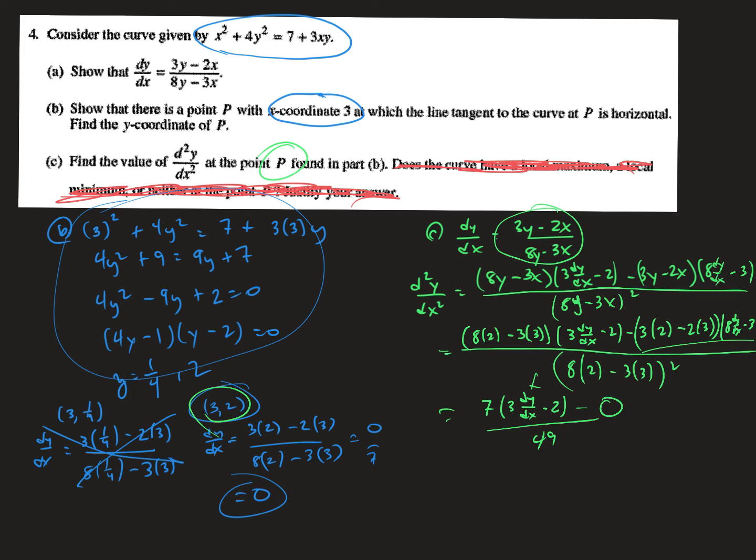So to find that out, I'm going to plug (3, 2) into the actual derivative. But by the way, I don't even need to do the work for that, right? Because we found already that the slope there was 0. So dy/dx there is 0. And so that slope is negative 14/49. It's the same thing as negative 2/7.